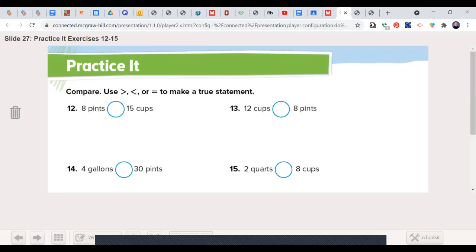Let's move down just a bit. Go ahead and solve these 4. Pause video and unpause when you're ready. Welcome back. Let's see how you did. 8 pints is greater than 15 cups. 12 cups is less than 8 pints. 4 gallons is greater than 30 pints. 2 quarts equals 8 cups.